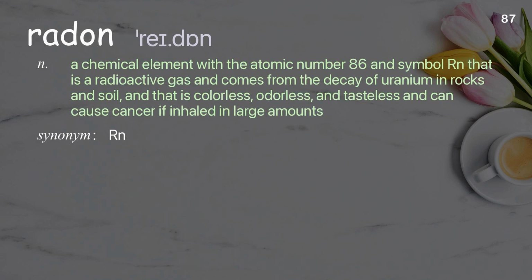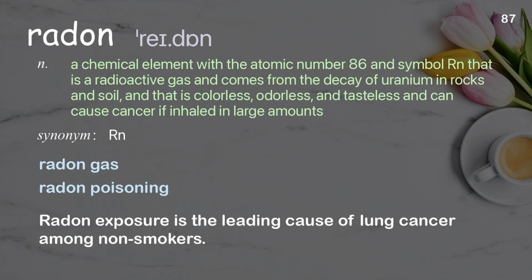Radon. A chemical element with the atomic number 86 and symbol Rn that is a radioactive gas and comes from the decay of uranium in rocks and soil, and that is colorless, odorless, and tasteless and can cause cancer if inhaled in large amounts. Examples: radon gas, radon poisoning. Radon exposure is the leading cause of lung cancer among non-smokers.